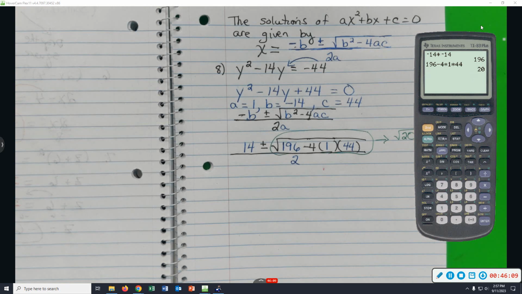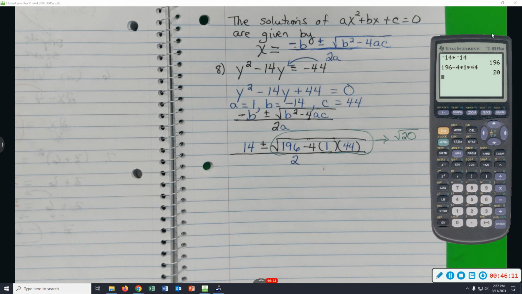Oh, let me move my calculator. Or maybe I should have moved the paper. Oh, well. Are y'all caught up with what I'm doing here?